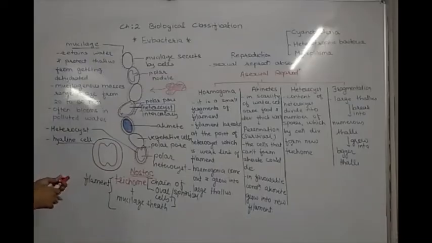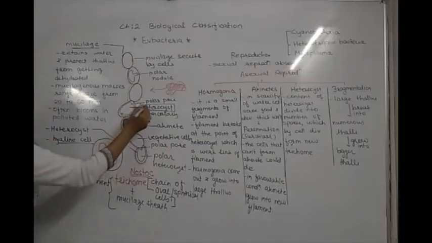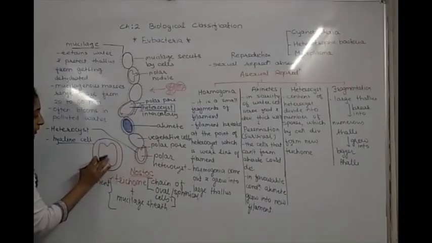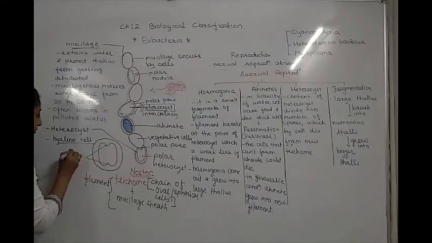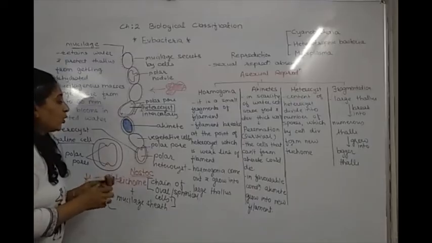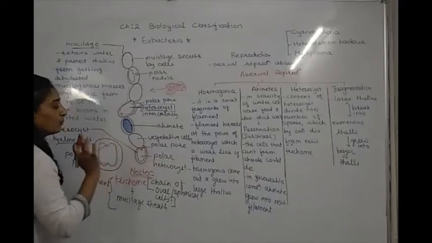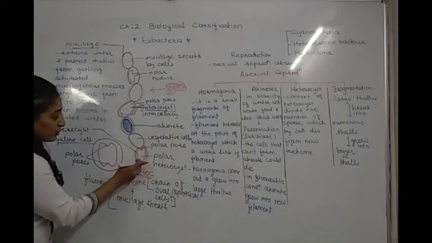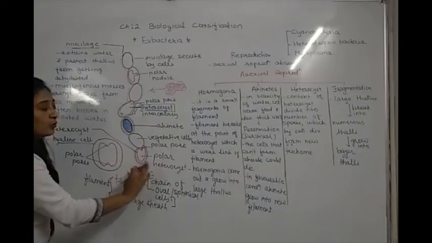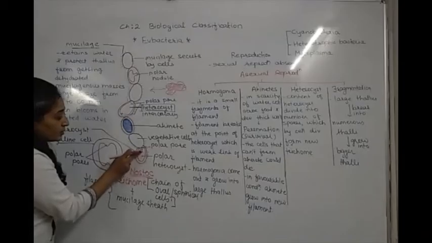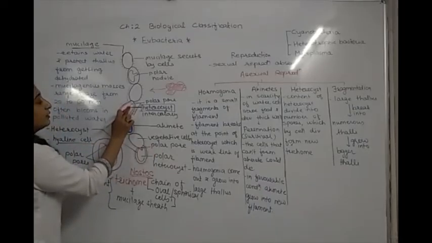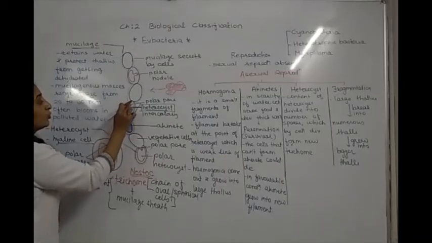The structure is drawn here. These structures are called the polar pores. In the polar heterocyst, you can see only one polar pore is there. The side of the heterocyst at the other end, where no other cell is there, has no polar pore. The side in contact with the other cell has the polar pore. In the intercalary heterocyst, both sides remain in contact with other cells, so both sides have a polar pore.